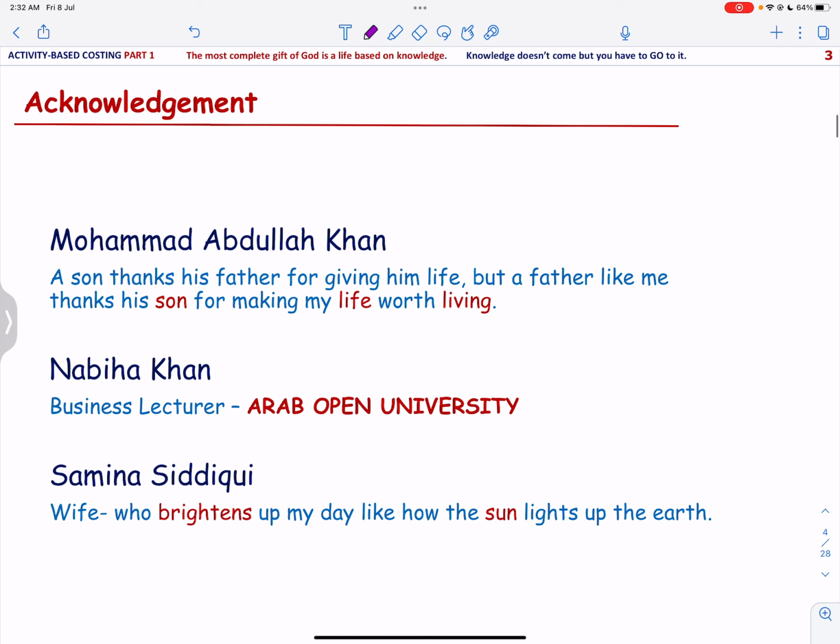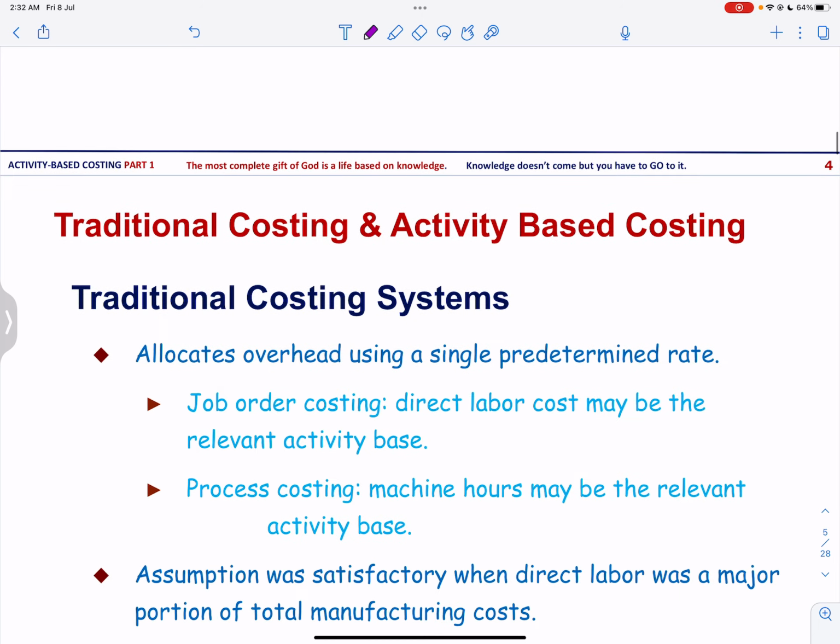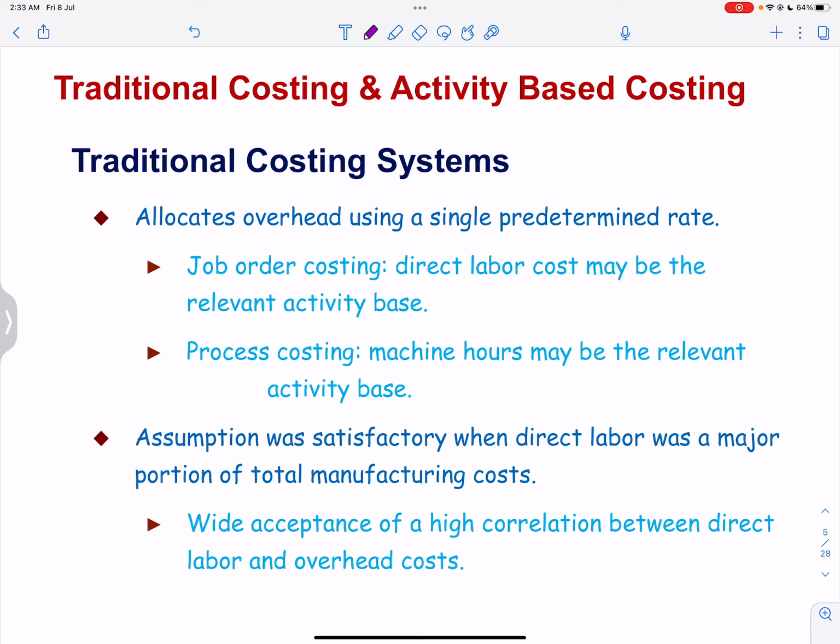Let us start with the difference between traditional costing and activity-based costing. Activity-based costing is a cost system that can be used to measure the cost of providing a good or a service, calculate the profitability of a company's product lines, and perform customer profitability analysis. I have already talked about two traditional cost systems, job costing and process costing, in the previous videos. But activity-based costing is more accurate.